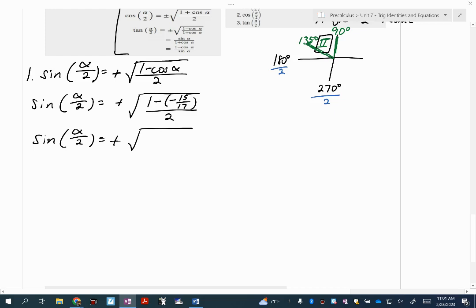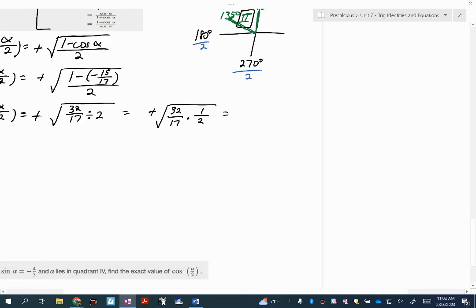All right, and 1 minus a negative is really addition. I want to get a common denominator, so 17/17 would be 1. So 17 plus 15 is 32/17, right? And we're dividing by 2. Again, I'm never going to divide by that 2. I'm going to go ahead and multiply by the reciprocal, which is going to give me times 1/2.